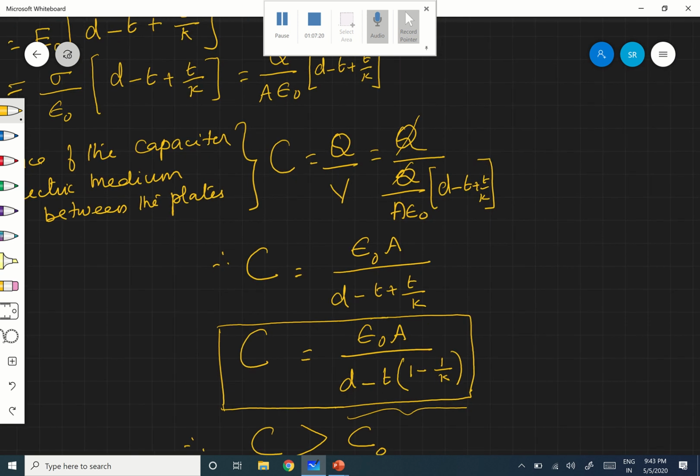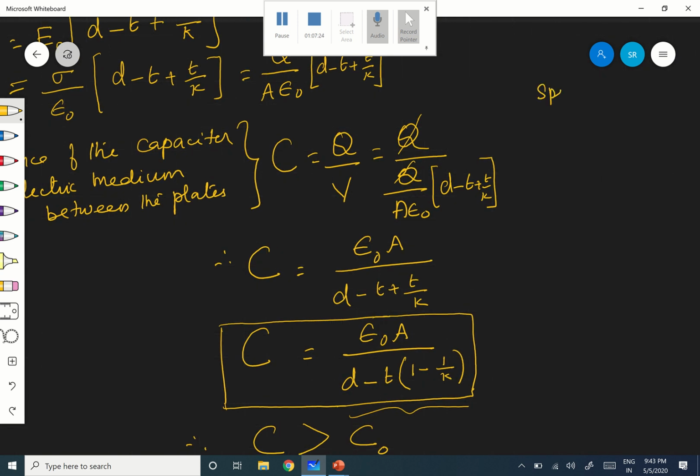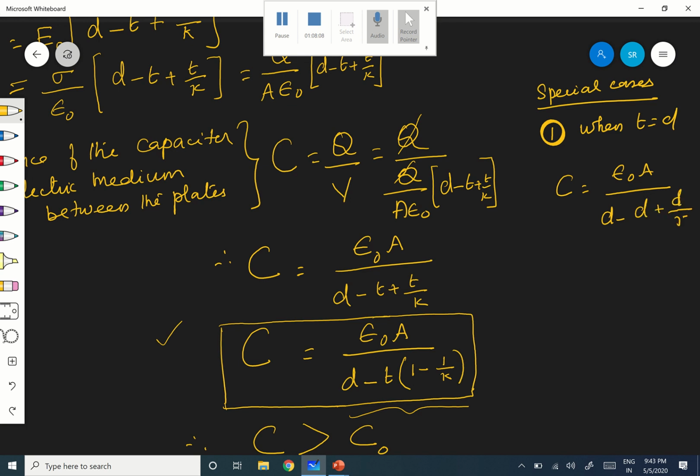Are you following? Now shall we go for special cases? Number 1: when T is equal to D. What do you mean by T is equal to D? The dielectric is fully filling the space between the plates. So far we have done T less than D. But here T is equal to D, so what will happen? In that case, you tell me the formula. C is equal to epsilon naught A by D minus D plus D by K. This equation becomes like this, and you will be getting K epsilon naught A by D.